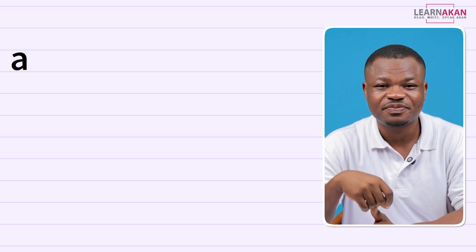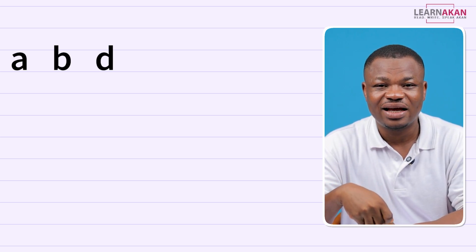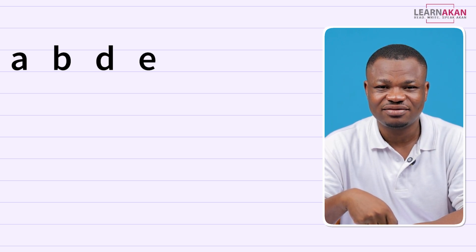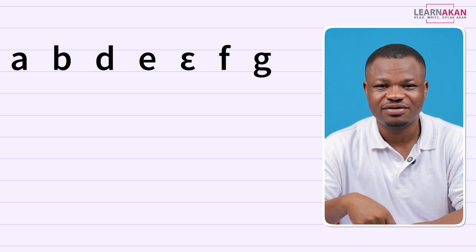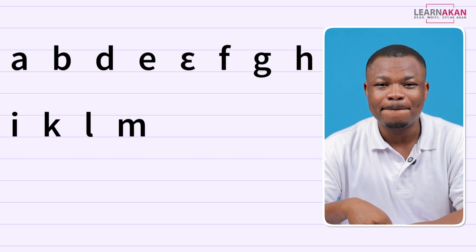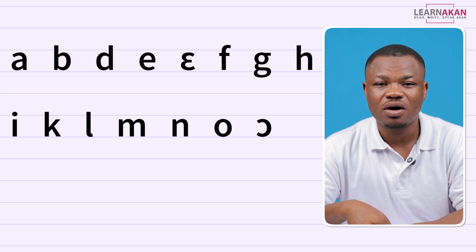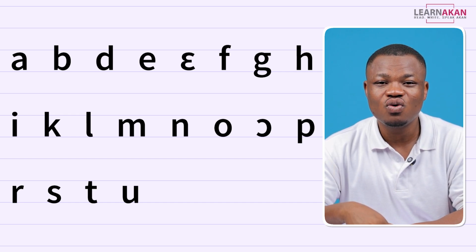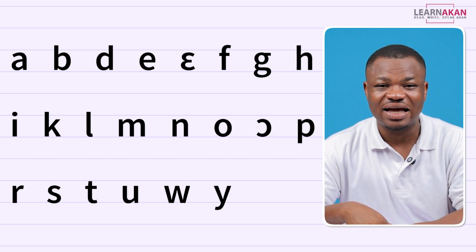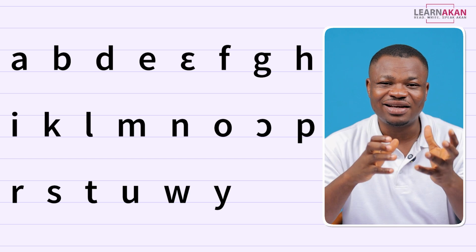We have A, B, D, E, F, G, I, K, L, M, N, O, O, P, R, S, T, U, W, Y. So these are the letters of the Akan alphabet.